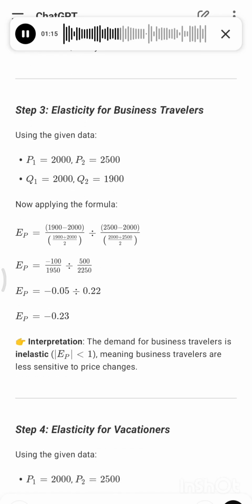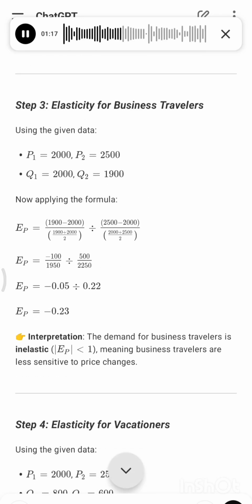Step 3. Elasticity for business travelers. Using the given data, P1 equals 2,000, P2 equals 2,500, Q1 equals 2,000, Q2 equals 1,900. Now applying the formula, EP equals ((1,900 minus 2,000) divided by ((1,900 plus 2,000)/2)) divided by ((2,500 minus 2,000) divided by ((2,000 plus 2,500)/2)). EP equals 0.05 divided by 0.22. EP equals 0.23.